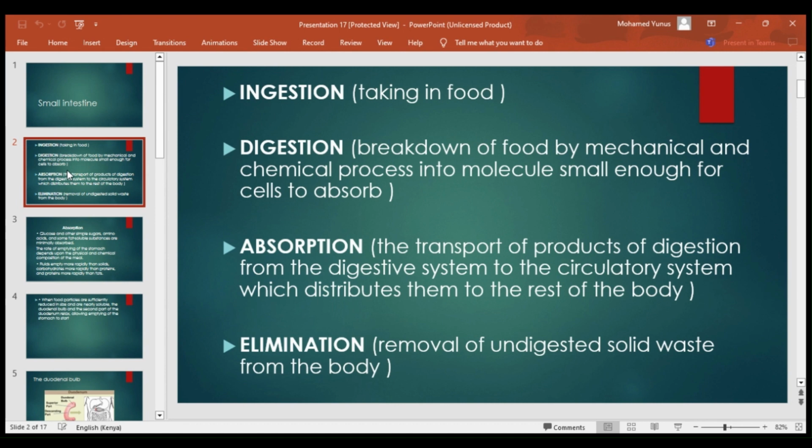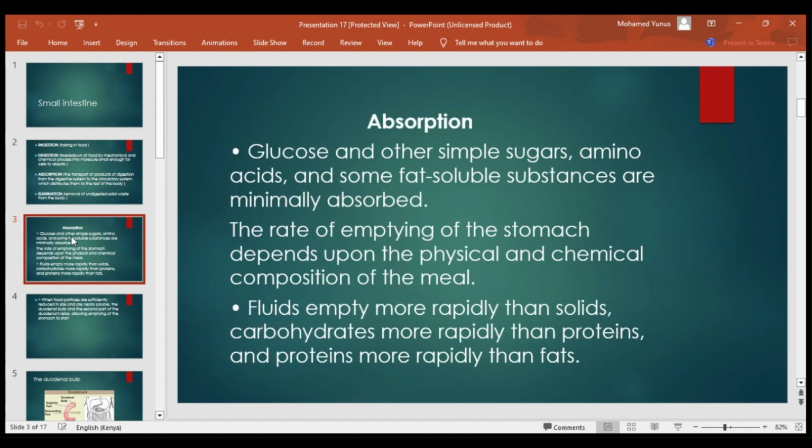We're going to find that the small intestine, our topic today, is of very great importance in the absorption part. And the last stage is elimination, the removal of undigested solid waste from the body. So let's start. As I said, we're going to focus on absorption today.